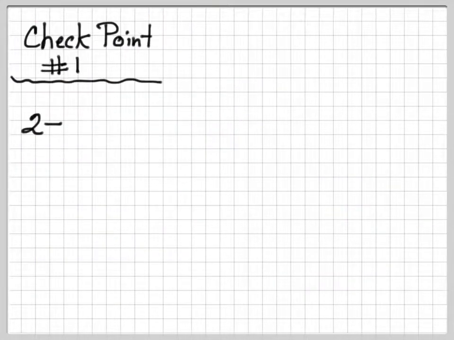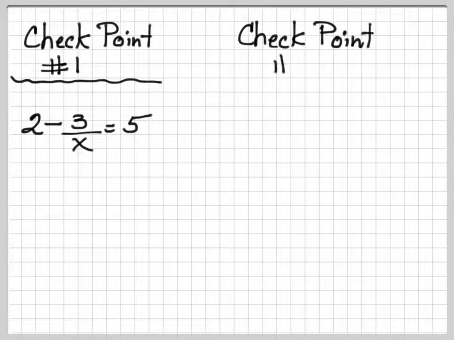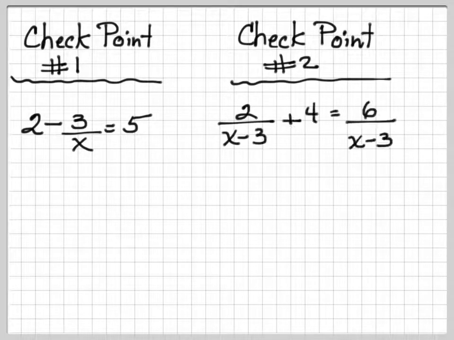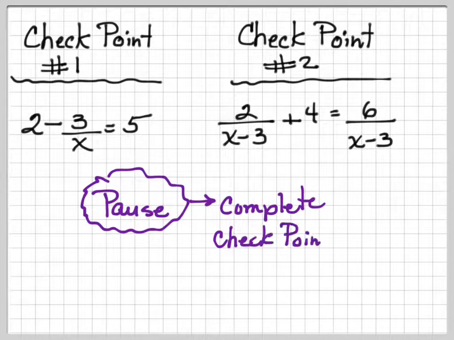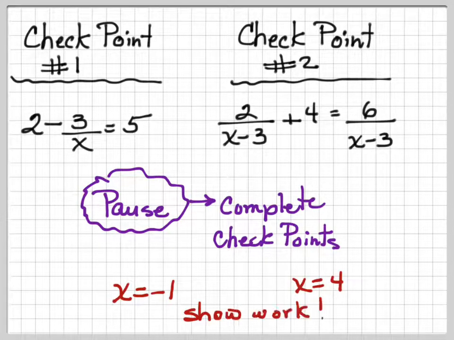Alright, so let's do a couple of checkpoints. These checkpoints get done on the back of your video viewing sheet. And these are the two of them. You pause and do these and complete the checkpoints. I am going to tell you that the answers are -1 for the first one and 4 for the second one, but you have to show your work. So pause this, get those two done, and then resume.